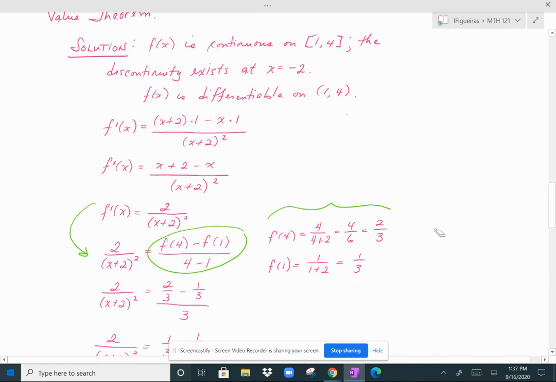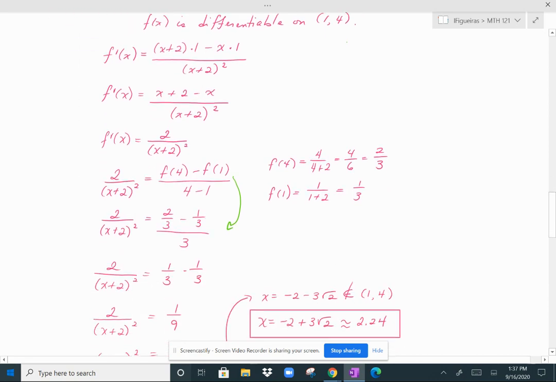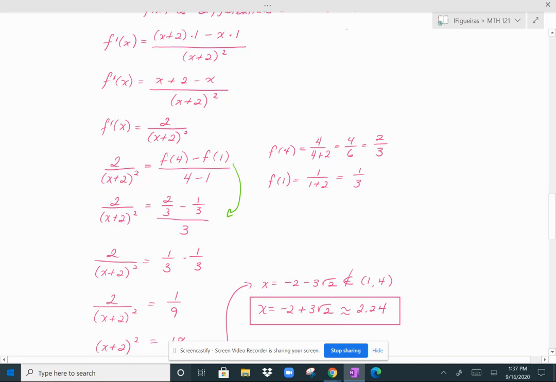So that's how we get to our next line. This is 2/3 minus 1/3 divided by, and 4 minus 1 gives you 3. Okay, so 2/3 minus 1/3 is 1/3. Divided by 3 is the same as multiplying by 1/3. So your left side has stayed the same, but the right side simplifies to 1/9.